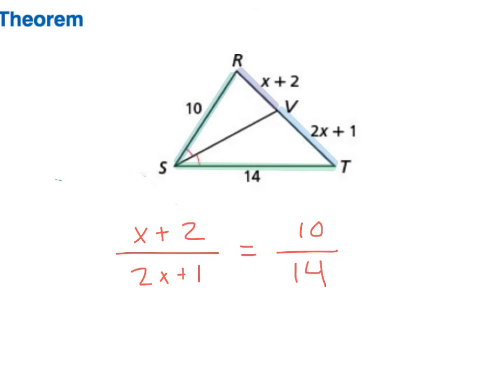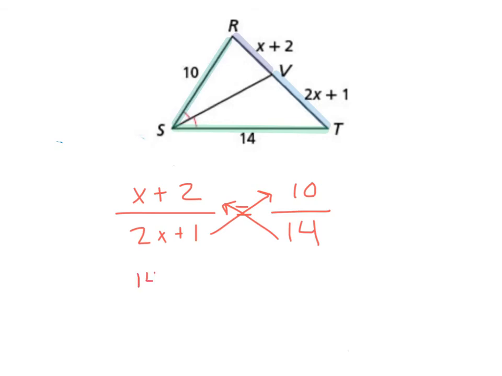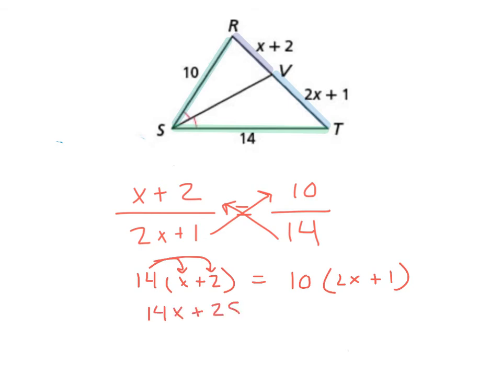So now what do we need to do to solve for x? Cross multiply. Same thing we've been doing before. So now we have 14 times x plus 2 is equal to 10 times 2x plus 1. How do we multiply this 14 times x plus 2? Distribute. So we need to distribute the 14 times the x and times the 2. So we get 14x plus 28.